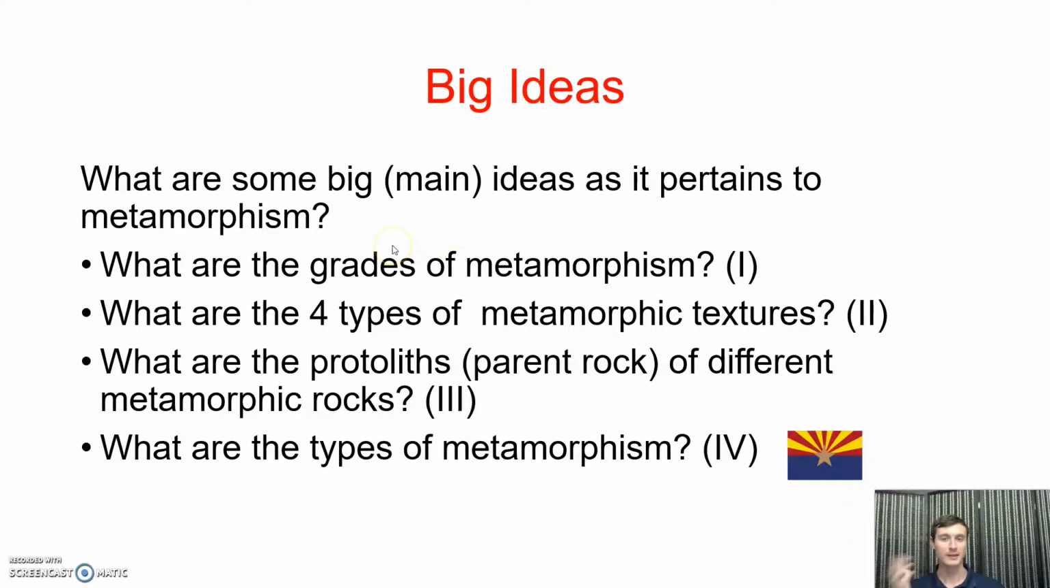So what are the big ideas for our unit? Well, first, what is metamorphism and what does it mean to have a different grade of metamorphism? What are the 4 types of metamorphic textures? What does foliation mean? How do veins form? You'll need to know what protolith means and what are the protoliths, the parent rocks, for different types of metamorphic rocks. If I give you a metamorphic rock like a marble, could you tell me what the original rock was? And then finally, what are the different types of metamorphism and what are some examples of metamorphism as seen in Arizona?